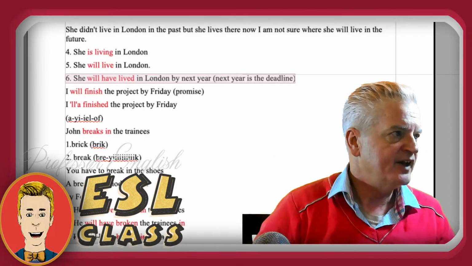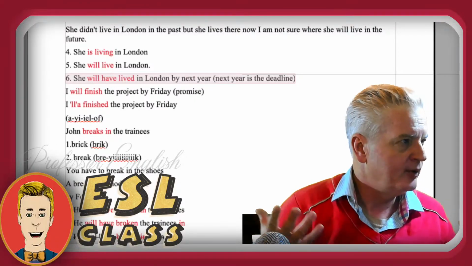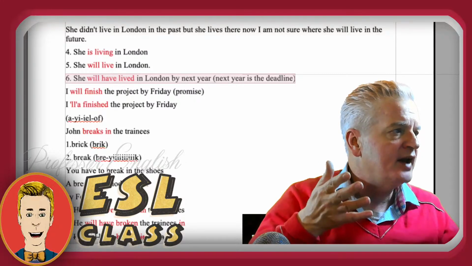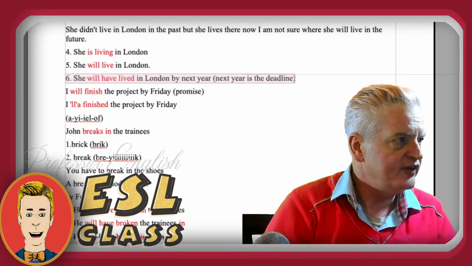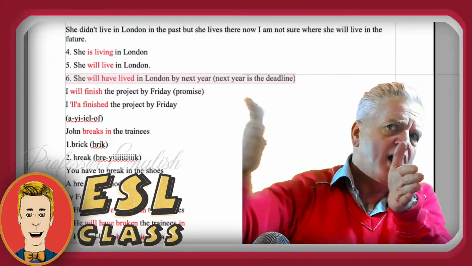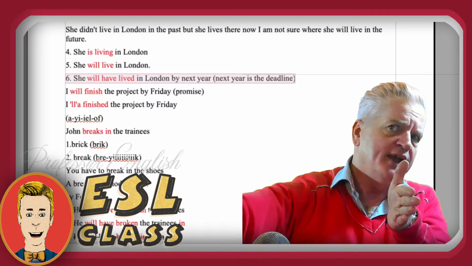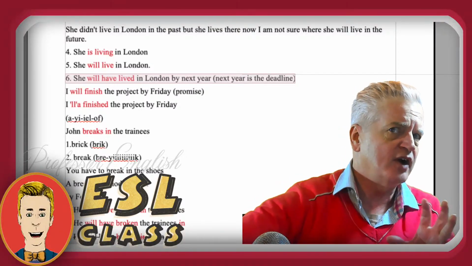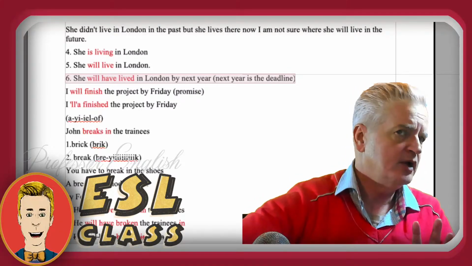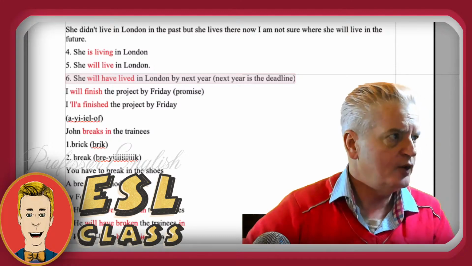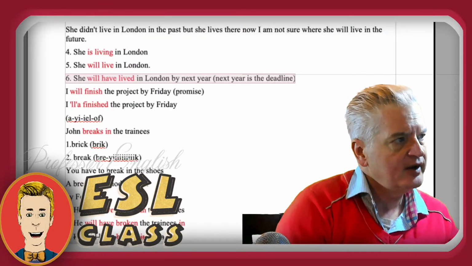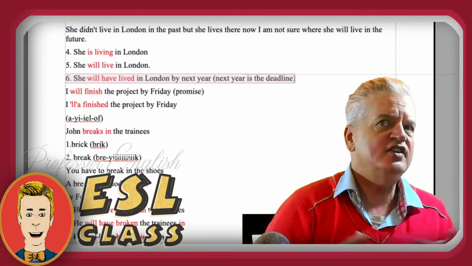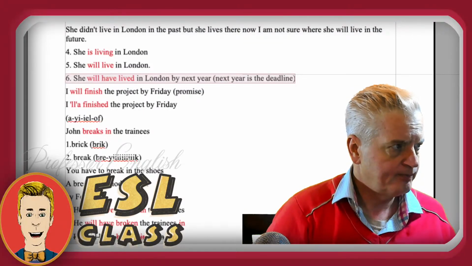It's open. I think open is really the best way to think about the perfect tenses, or the present perfect tenses. But now in number 6, she will have lived in London. It's like a mirror opposite of number 2, okay? We know when it finishes, but it's not clear when it starts. The starting point is open, but the ending is very clear. So if you say she will have lived in London by next year, we know it finishes next year. It's just not clear when it starts.